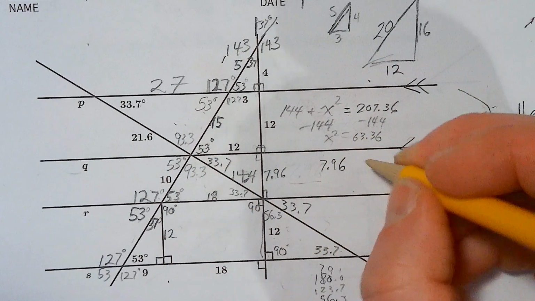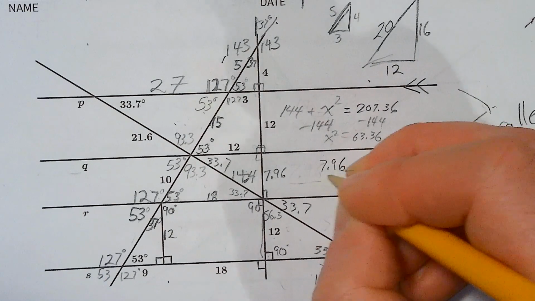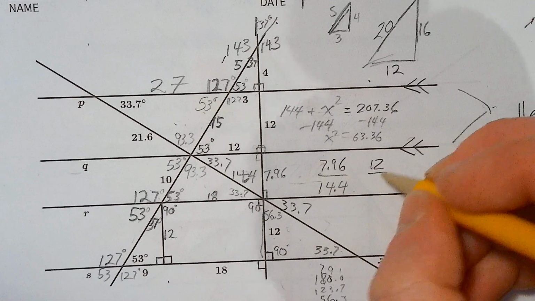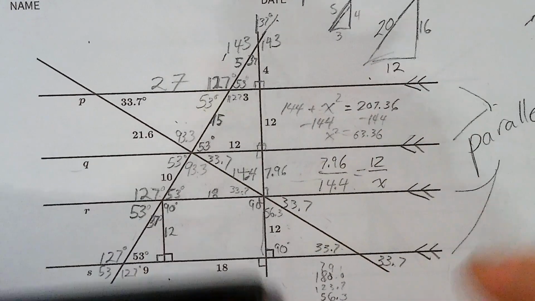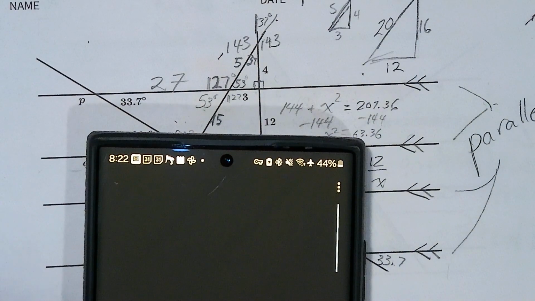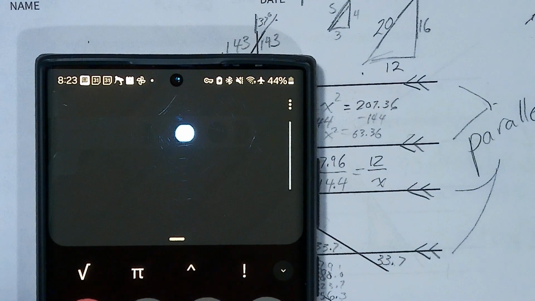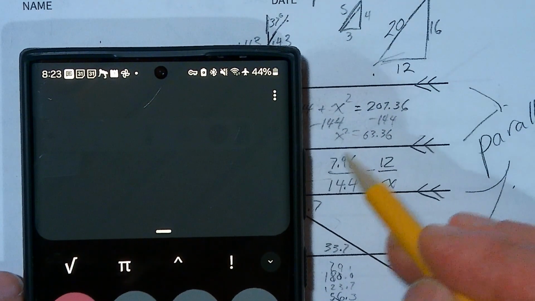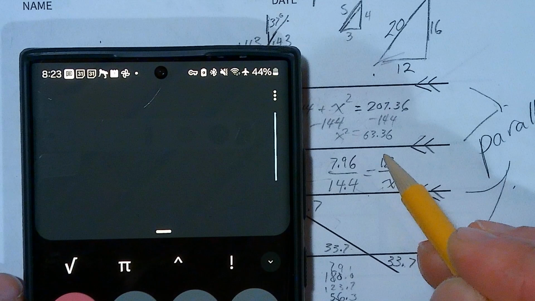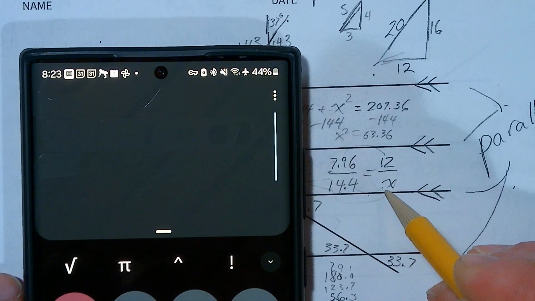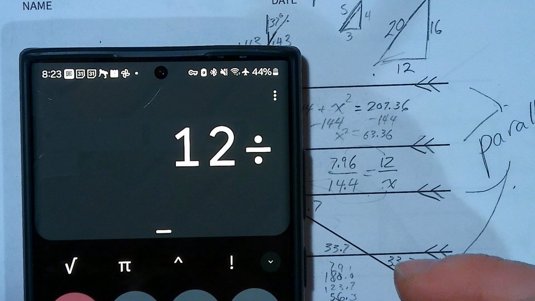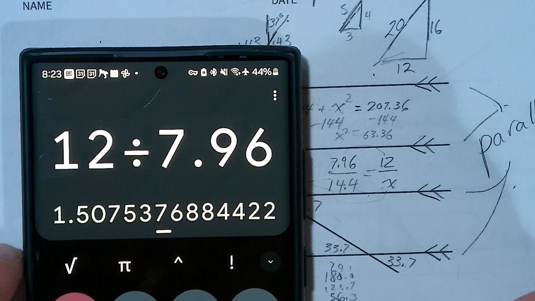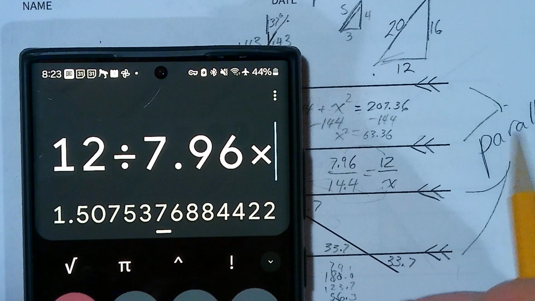7.96 grows up to be 12, but stays proportional with the other sides, which is 14.4, which will grow up to be, oh my goodness. We can do this. Good thing I have my calculator. We're trying to get here. So we're going to 12 divided by this times this gets us there. 12 divided by 7.96. Basically 1.5. Whatever. Oh, order of operations.